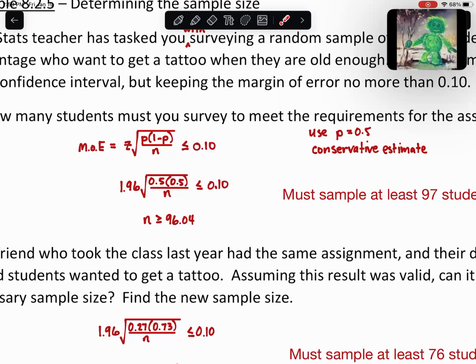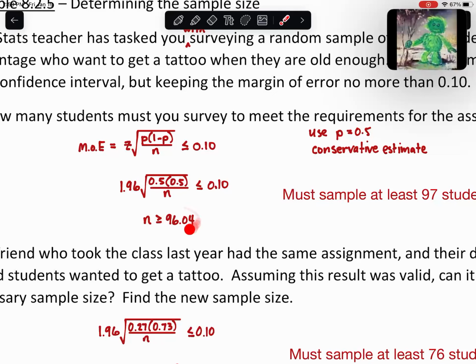But we need to pick a sample size that gives us at least, let me rephrase. We need to pick a sample size that gives us a margin of error of no more than 0.1. So even though this result is close to 96, 96 isn't good enough. Our sample size needs to be bigger than 96.04.